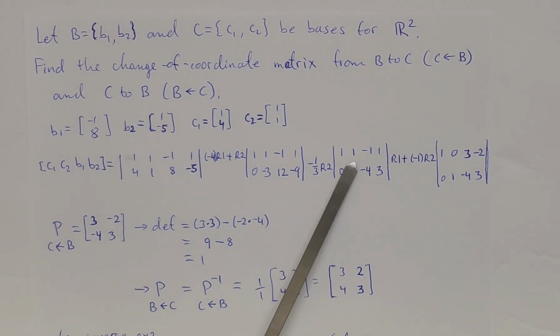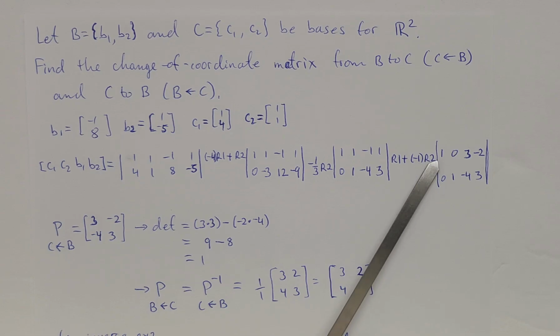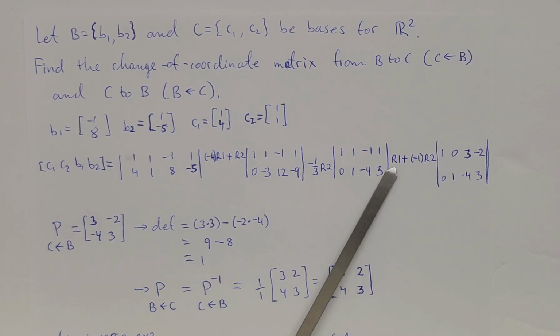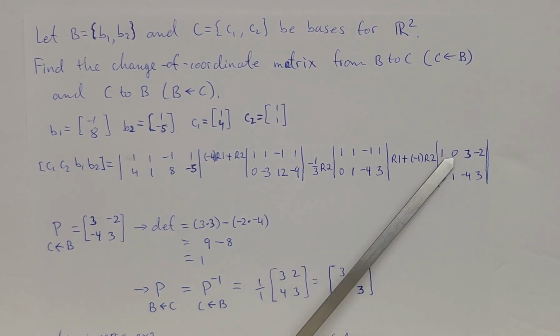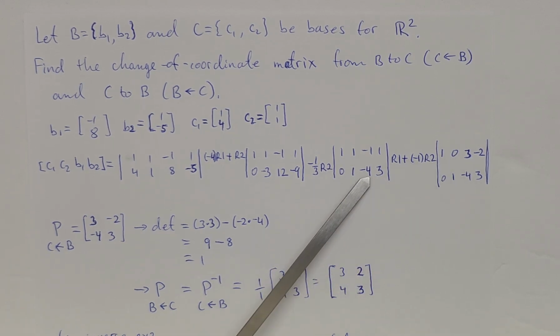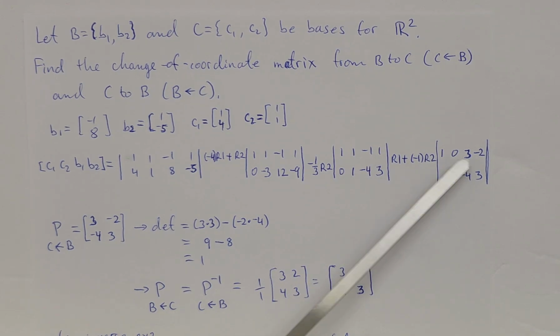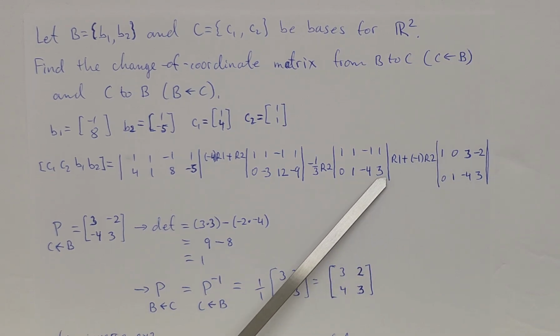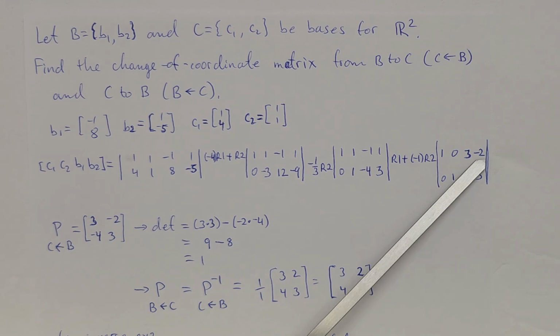Next, I need this right here to be a 0. So the opposite of +1 will be -1. So -1 times row 2 plus row 1. -1 times 1 gives me -1, and subtracting 1 gives me this 0. -1 times -4 gives me +4, and 4 subtract 1 gives me +3. -1 times 3 gives me -3, plus 1 gives me -2.